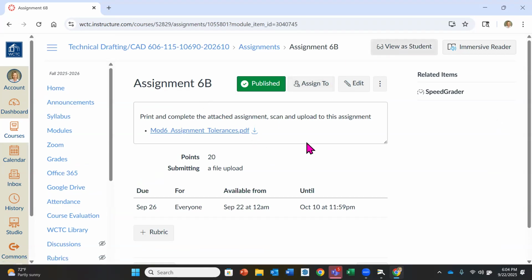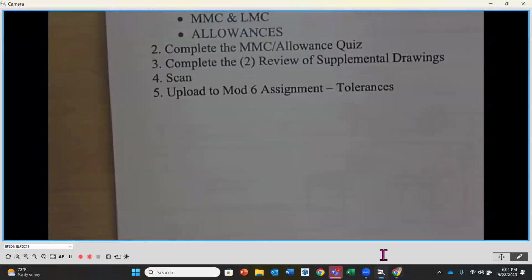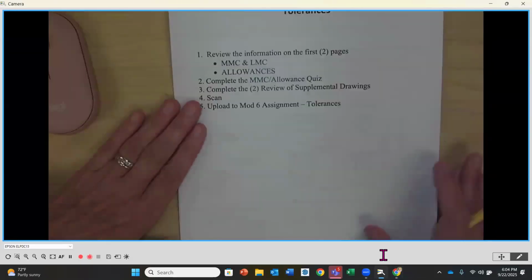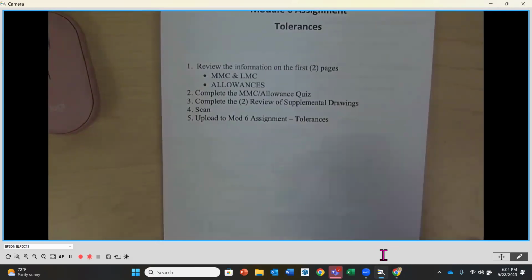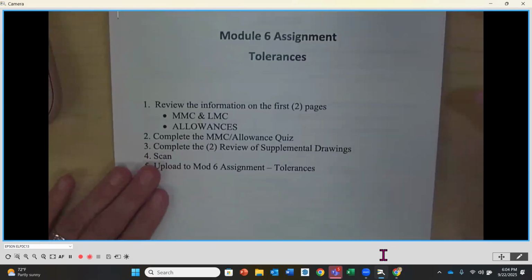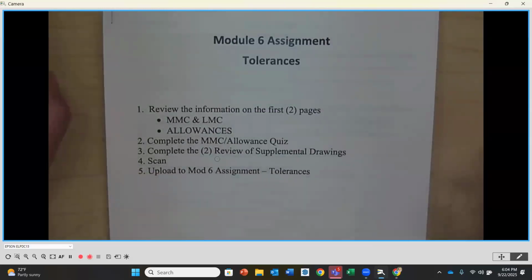What I do have, underneath my camera, is this assignment. It's a couple pages long, and then you'll be filling in the information that we see in the pages to come. So I just want to do an overview of what the expectation is here.